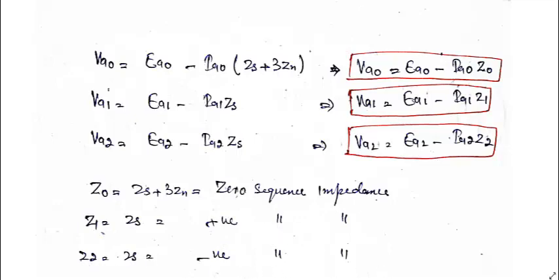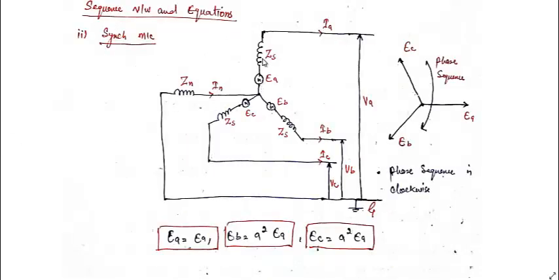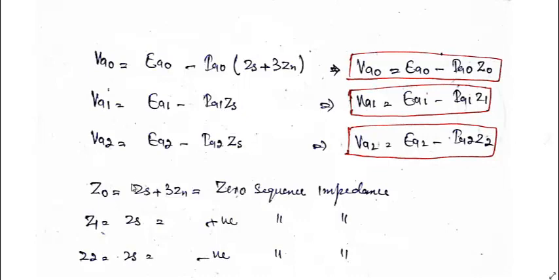Here we have not included the value of Zm, the mutual flux or mutual inductance between these two. If we take that mutual inductance into consideration, then Z0 will be equal to Zs plus twice Zm plus 3 times Zn, Z1 will be equal to Zs minus Zm, and Z2 is equal to Zs minus Zm. That will be similar to the transmission line. But I have omitted that, though you can include it if it is given like that.